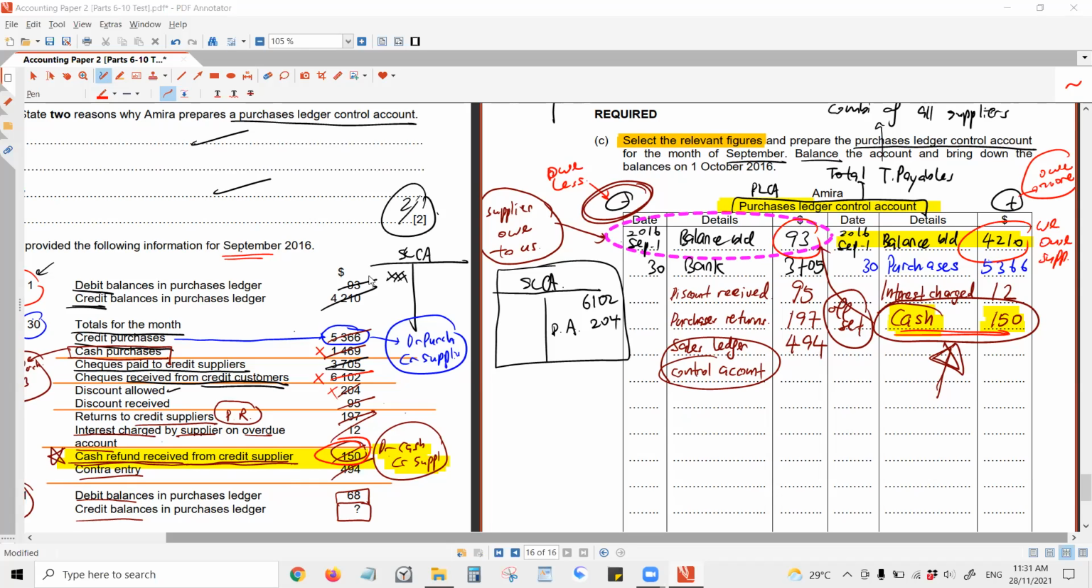In a T account, do not show minus, yeah. 93 means the supplier owes us the $93. Okay, therefore we have to receive the money from the supplier. Therefore, debit cash, credit supplier account.